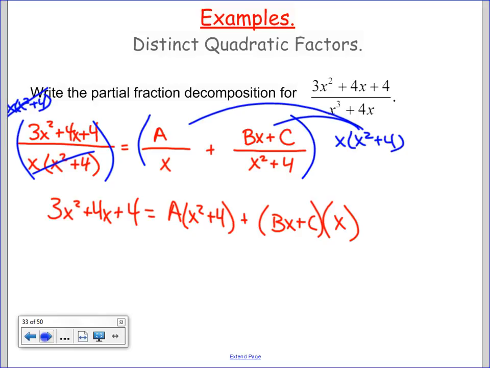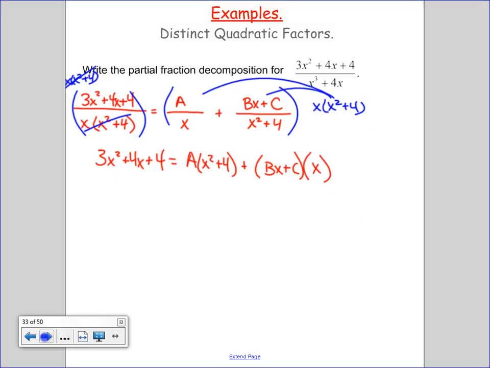Now what? I could be strategic and plug in zeros, but I might, I don't know, it's up to you. I might just set up the system. What do you guys want to do, zeros or the system? System. Okay, so the system, I have ax squared plus 4a plus bx squared plus cx. You guys tell me what's next. Good.